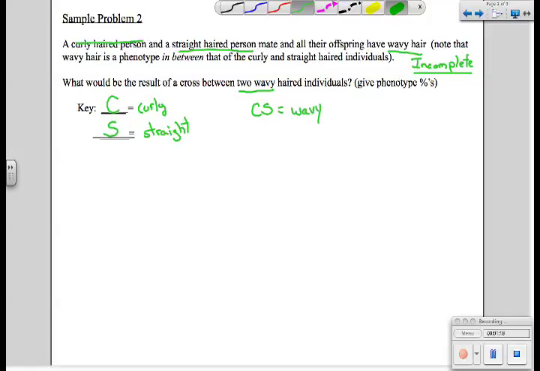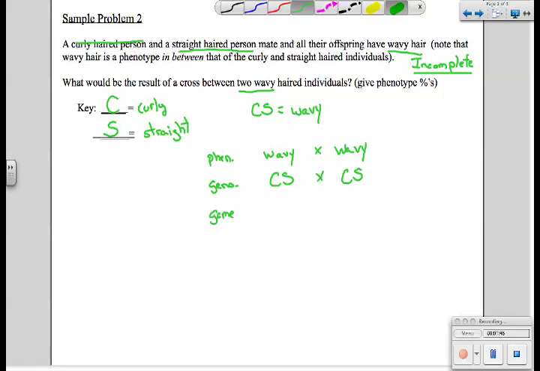So let's go ahead and set up the cross. Let's follow all of the steps. Step 1, what are the phenotypes of the two parents? In this instance, I have two wavy-haired individuals. Next, what are their genotypes? Genotypes for wavy hair are capital C, capital S, capital C, capital S from both parents.